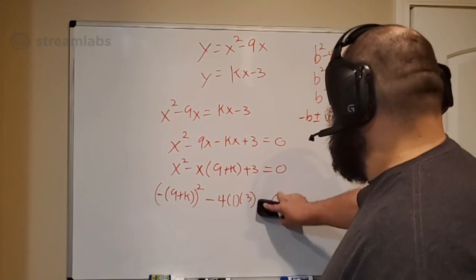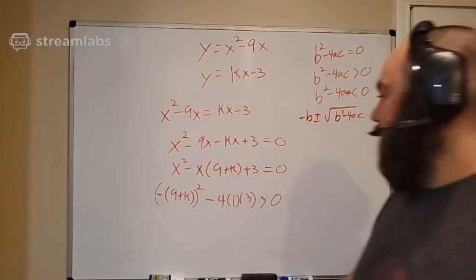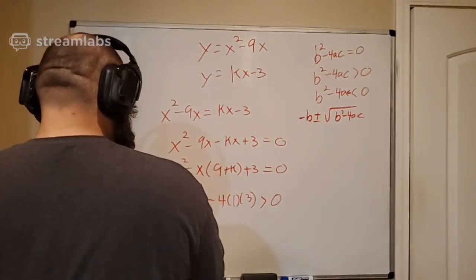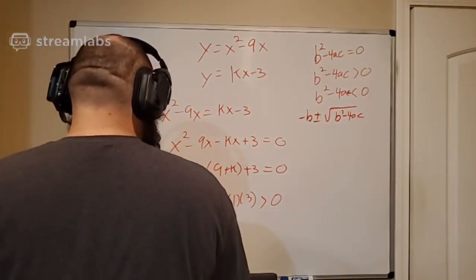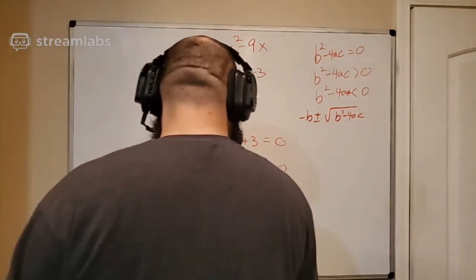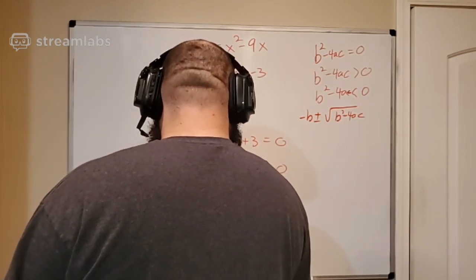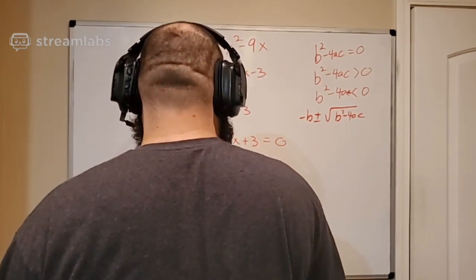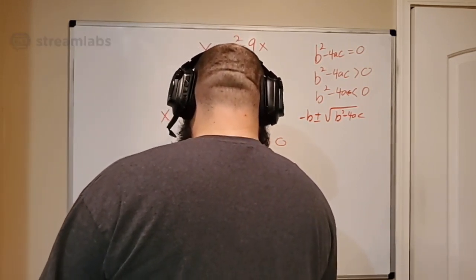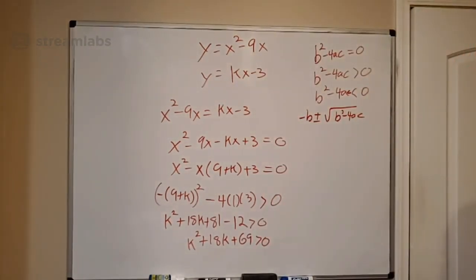So then at that point we solve, so we get another quadratic equation, which is a pain in the butt, but it is what it is. The squared makes the negative go away, so we get k squared plus 18k plus 81 minus 12 greater than 0. Plus 18k. 81 minus 12 is 69. Greater than 0. Is that a factor?